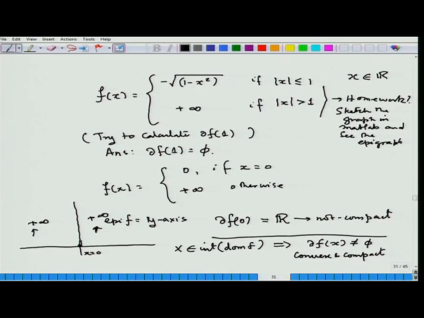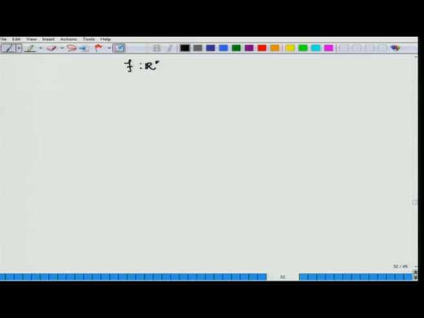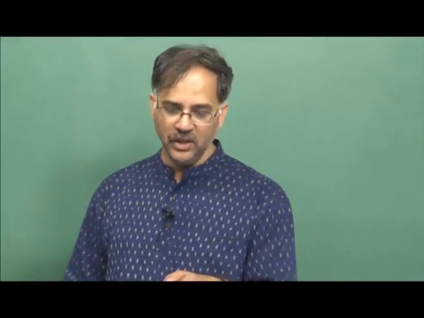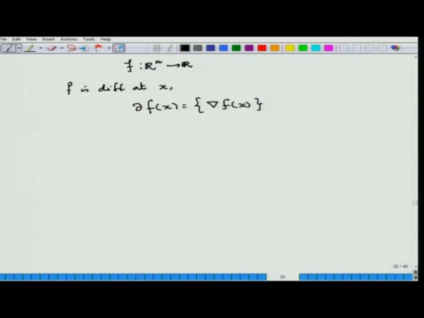Okay. You will now ask me a question. Take a function from R^n to R, a simple case. Of course, many optimization problems would be of this class. Now, if f is differentiable at x, do you have the fact that the subdifferential contains only the gradient? The answer turns out to be yes. The subdifferential has only the gradient, and that is why the subdifferential idea is a true generalization.